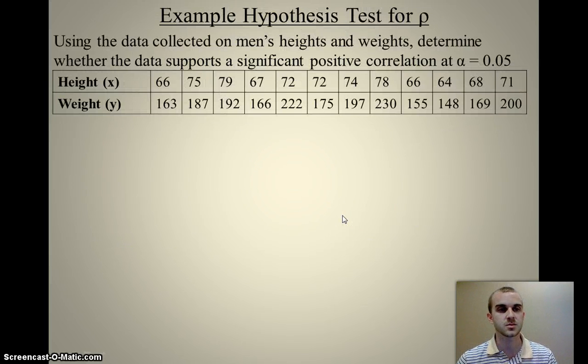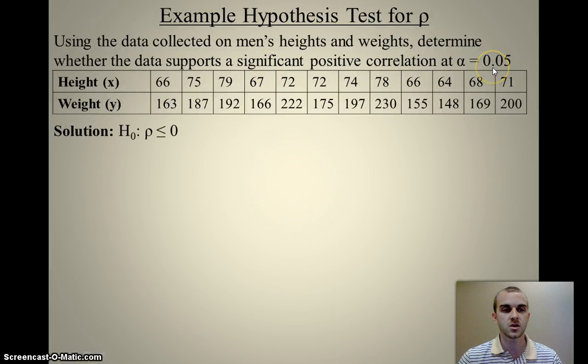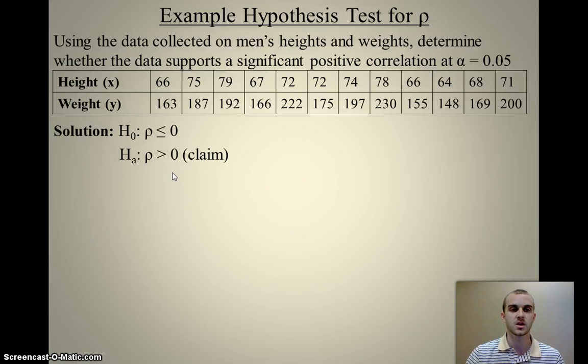So let's look at that example again of men's height and weight. If this one says it wants me to do a significant positive correlation, that's what we're looking at. Is there a significant positive correlation at 0.05? So if I'm doing that, I know that I'm looking at that second option, which is where rho is greater than 0. And that's where the claim is, because the claim is always in the alternative. So I'm looking at a right-tailed test.